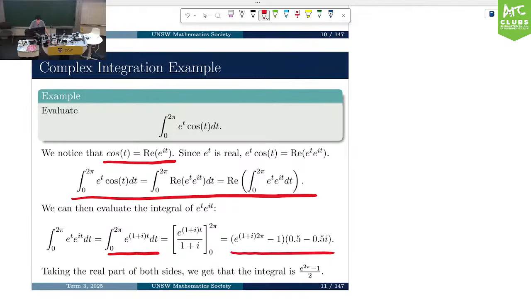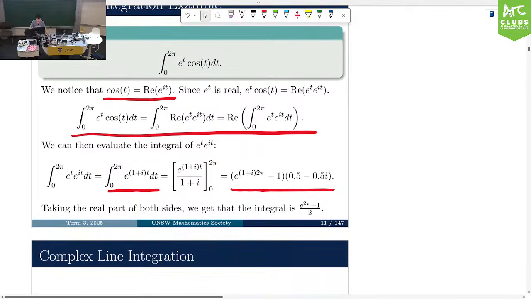But remember, cos t is our original integral, so we have to take the real part when we consider the integral with e to the power of it. Once we equate the real parts of both sides, we have e to the power of 2 pi minus 1 on 2. So this method doesn't require by parts and allows us to integrate much faster. And as we shall see later, this is how we often integrate trigonometry, by converting it into exponentials.